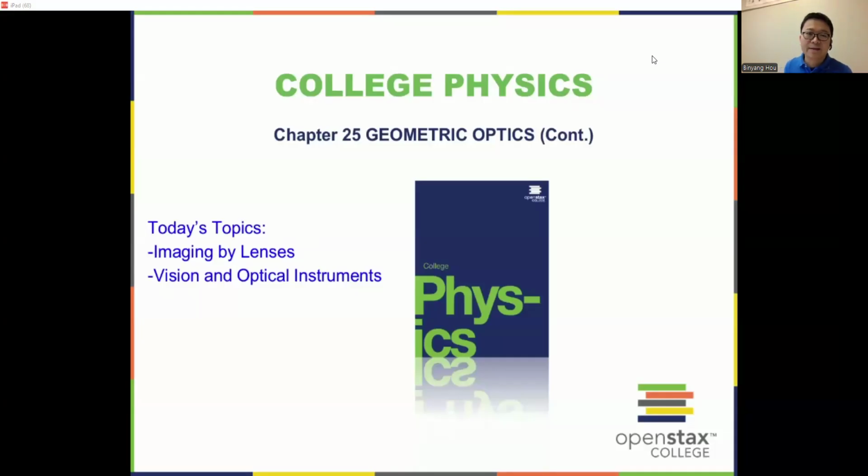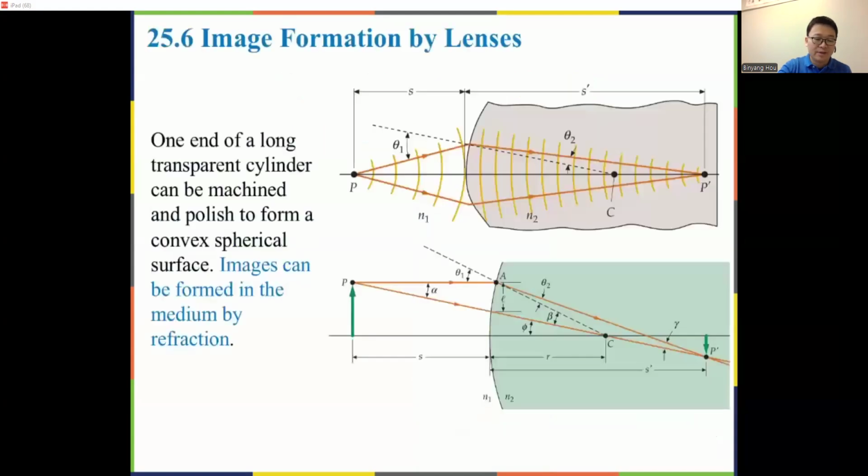All right, welcome back. So today we'll be talking about imaging by lenses and then some applications of the theory in our vision and some optical instruments. Okay, so let's dive in.